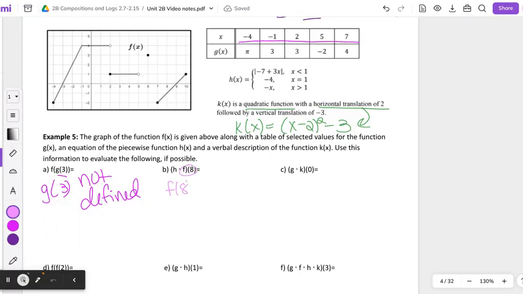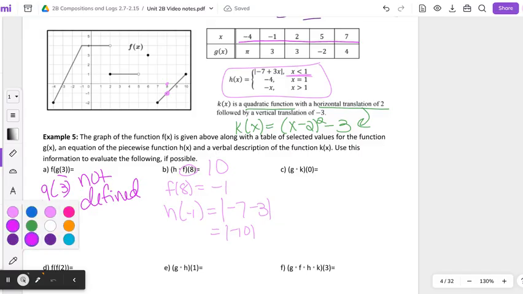h of f of 8. So if we start with f of 8, that's on the graph. So f of 8, what comes out of that is negative 1. Then we're going to do h of negative 1. That's over here. Negative 1 falls less than 1, so we'll do absolute value, negative 7 minus 3, so absolute value of negative 10, or overall output is 10.